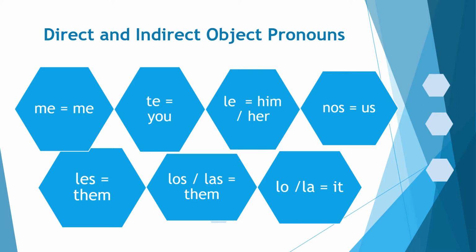Here are some examples. Me, te, le, nos, les, los, las, lo, la. The difference between les, los, las, meaning them, is les refers to people, los and las refer to objects, but in some cases los and las can also refer to people. Lo and la mean it, but in some cases lo can mean him and la can mean her.